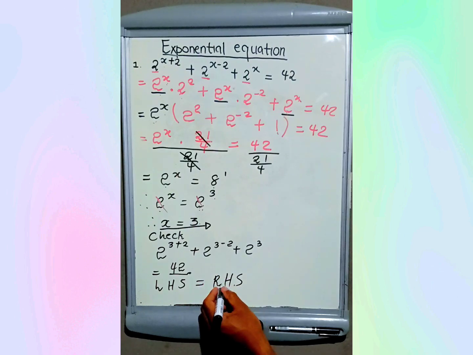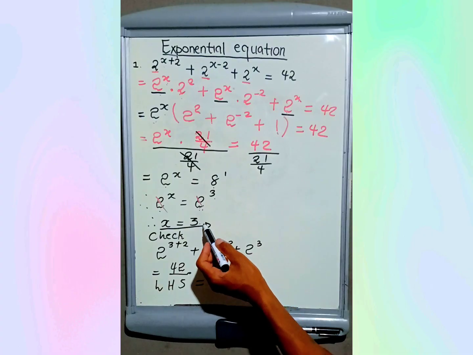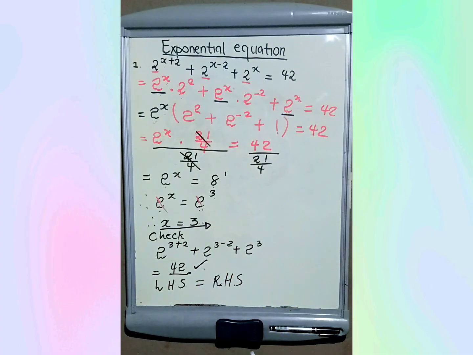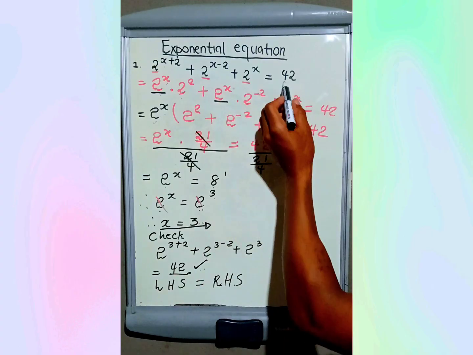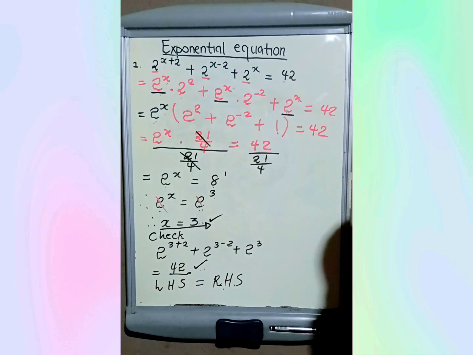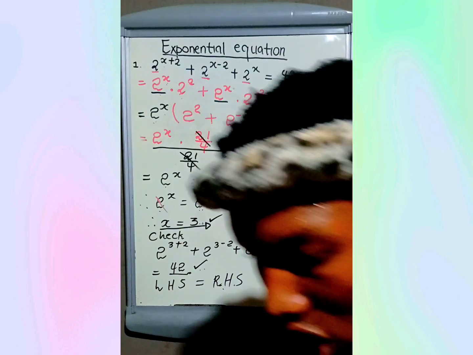Right-hand side, grade 11. On the left-hand side, if you put 3 instead of x, we're going to get 42. Therefore, 42 is the same as 42 on the right-hand side. That means your answer is correct. Then you get the full mark. Okay? Let's do the next question.